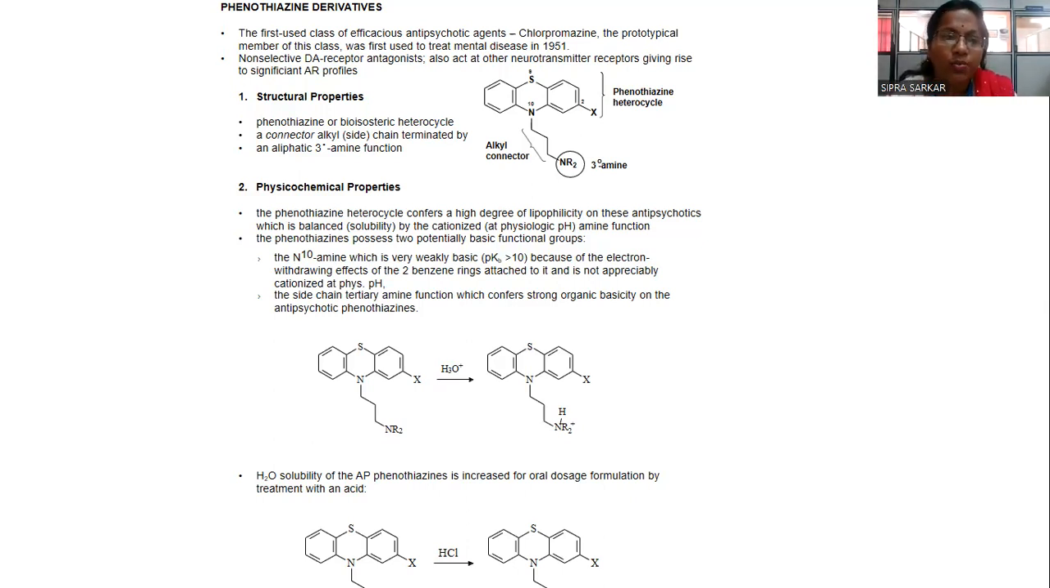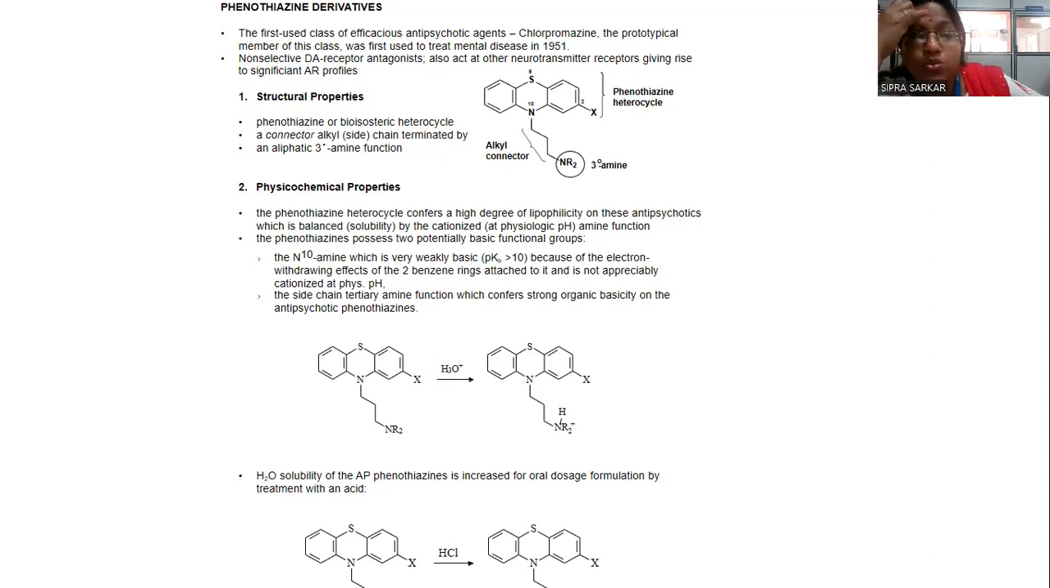Okay, so structural property: a phenothiazine or bio-isosteric heterocycle, a connector alkyl side chain terminated by an aliphatic tertiary amine function. See, there are 3 amino groups present, 1, 2, 3, this is a side chain. Physicochemical properties: the phenothiazine heterocyclic compound confers a high degree of efficacy on these antipsychotics, which is balanced or solubilized by the cationic character at physiological pH of the amine function.